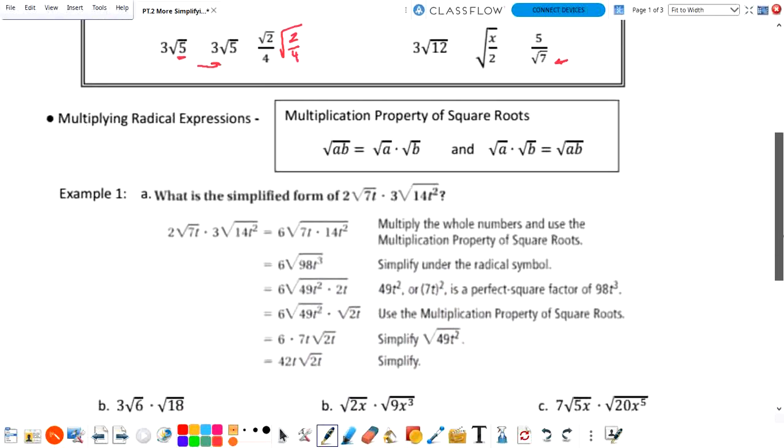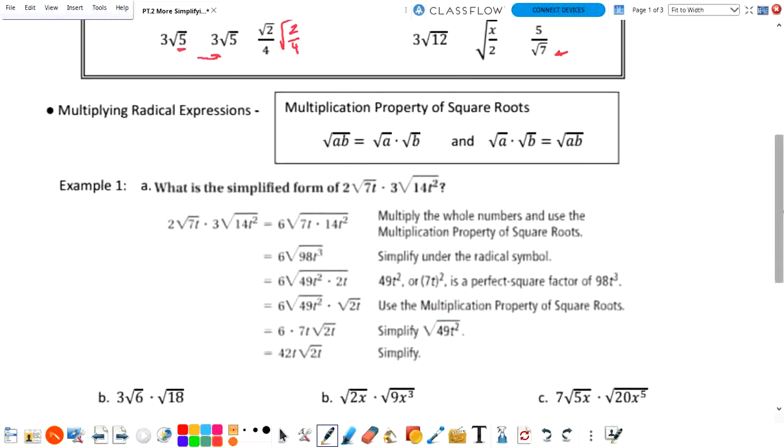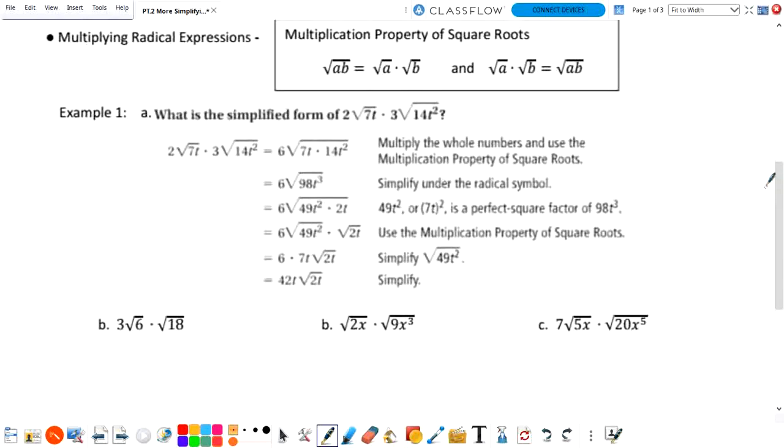All right, so let's first talk about multiplying radical expressions. The multiplication property of square roots tells us that the square root of AB is equal to the square root of A times the square root of B. So if that's the case, then the square root of A times the square root of B equals the square root of AB.